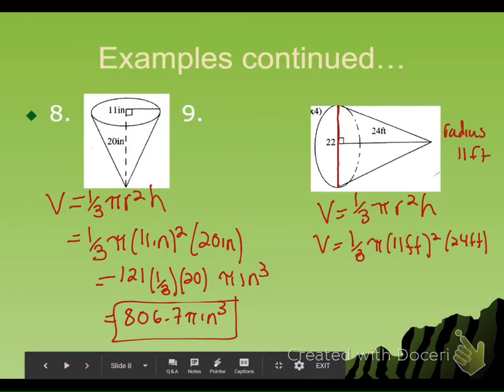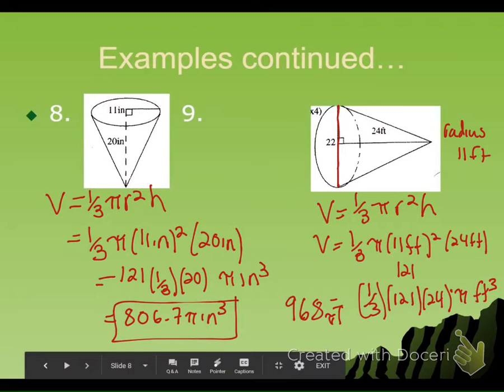So what is 11 squared? 11 times 11, yep, 121. So now we have 121. You end up with 1/3 times 121 times 24 times pi feet cubed. So what is 121 times 24 divided by 3? 968. So 968 pi feet cubed.